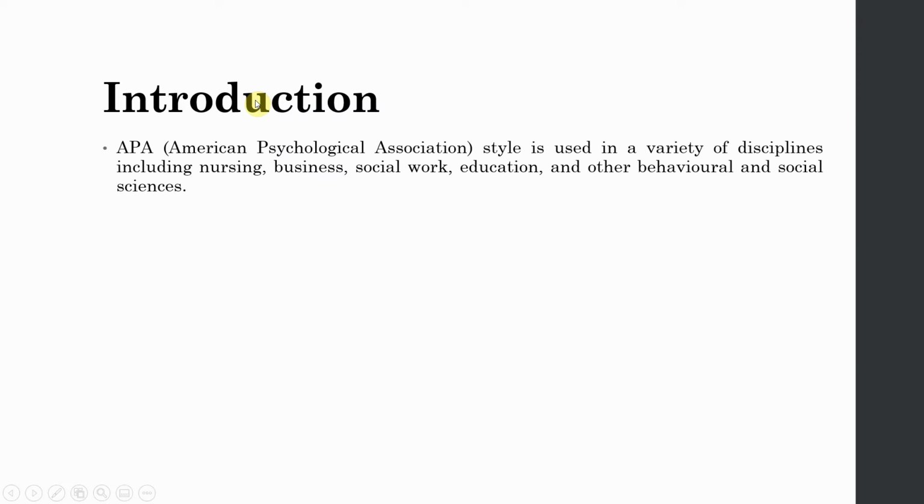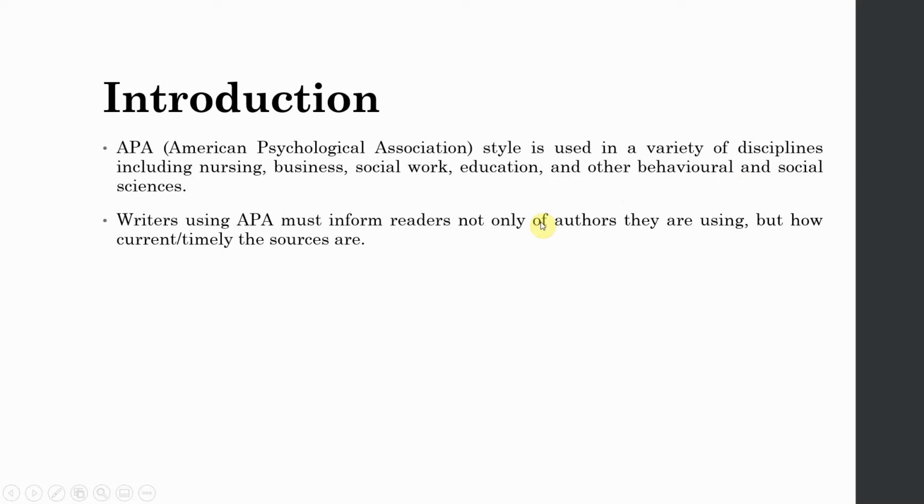Introduction. APA, American Psychological Association style, is used in a variety of disciplines including nursing, business, social work, education, and other behavioral and social sciences. Writers using APA must inform readers not only of authors they are using, but how current, timely the sources are. The session will utilize APA 7th edition guideline.